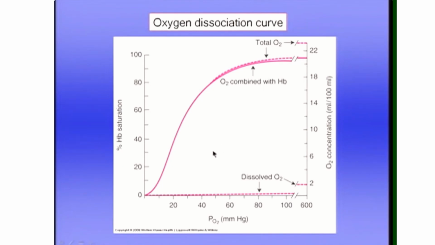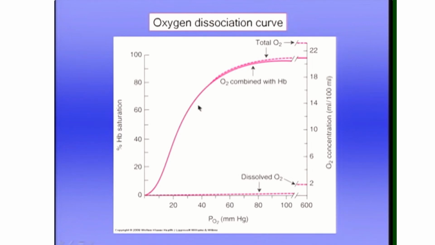The shape of the oxygen dissociation curve has a number of advantages. One of them is that if we go to high altitude, and the PO2 falls substantially, say to 60 millimeters of mercury, we still have a very large amount of oxygen attached to the hemoglobin. So this flat or nearly flat upper region is very valuable from that point of view.